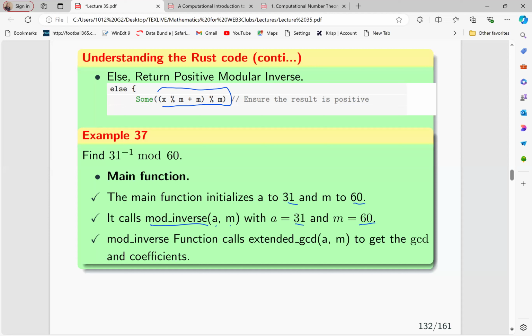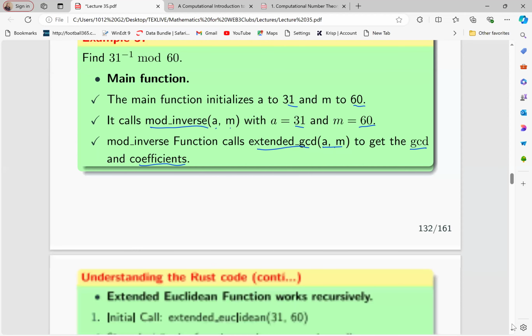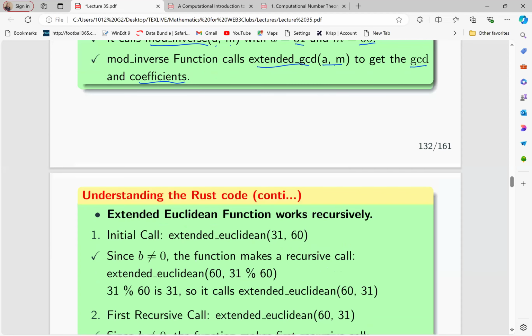The mod inverse is called with the same numbers, so that the extended GCD function gets the GCD and gets the coefficients. That is what we write in the main function. And then the main function will, of course, at the end, print the results. Now after the main function, the GCD Euclidean function takes over.